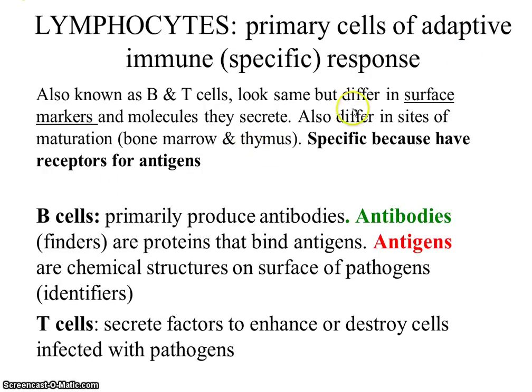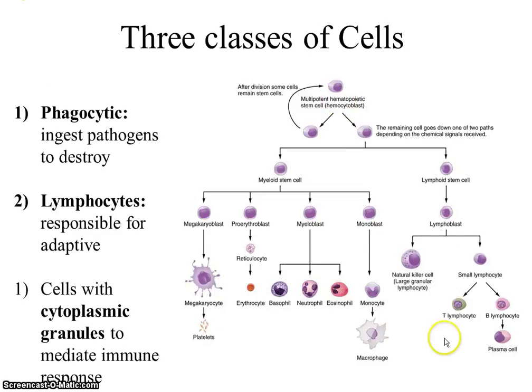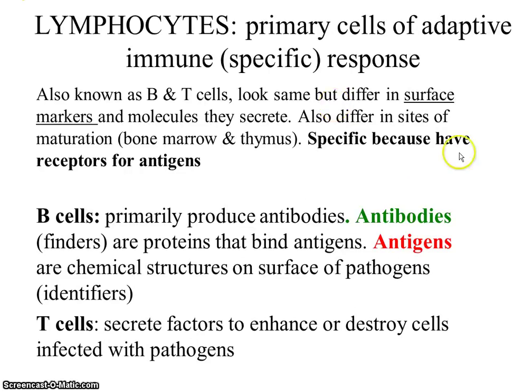So they are both born, like we saw in this situation, in the red bone marrow from that hematocytoblast. But they take some different paths as they become developed, and this process of developing, changing gene expression, we call maturation. All right. But both of these B and T cells will become specific because they will develop receptors for antigens.